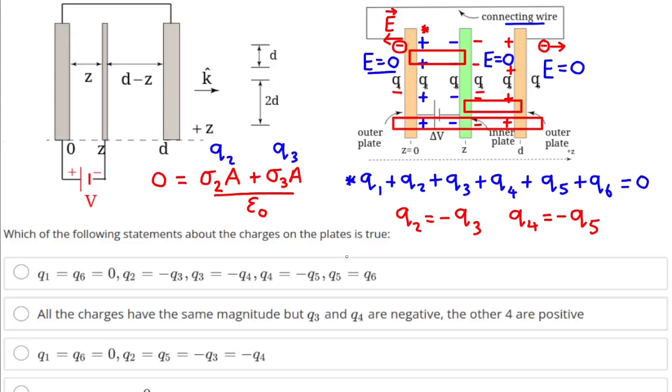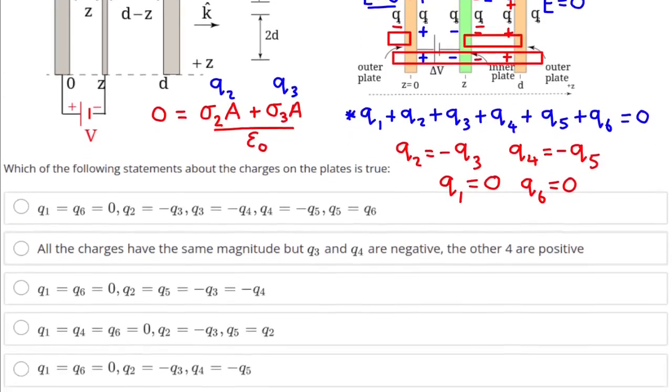So essentially, if we take another Gaussian surface that cuts through one of the conductors and this region, given the electric field inside the conductor is 0, and in this region it's 0, the enclosed charge, or the charge on the outer surface, must be 0. And by the same argument, Q6 must also be 0. So our correct answer is this one.